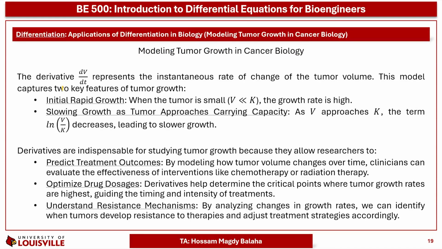So this equation has two key features of tumor growth. It has an initial rapid growth when the tumor is small compared to the carrying capacity, so the growth rate is high, and we reflected that from the rabbits experiment. And it also has slowing growth as the tumor approaches the carrying capacity. So when V approaches K, this term will decrease and this will lead to a slower growth rate. So based on these two features, this will allow researchers or medical staff to predict treatment outcomes, optimize drug doses, and understand resistance mechanisms of the tumor or the cancer.